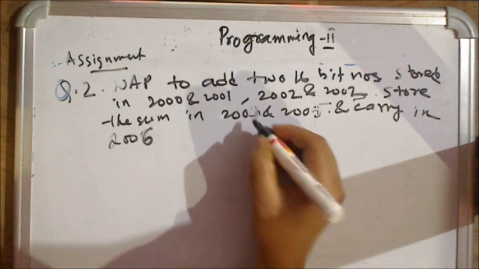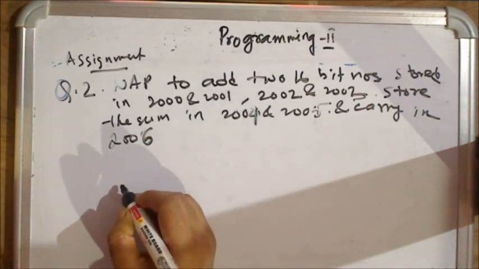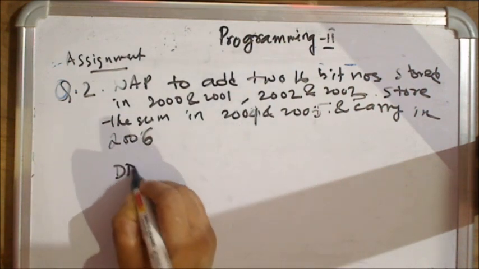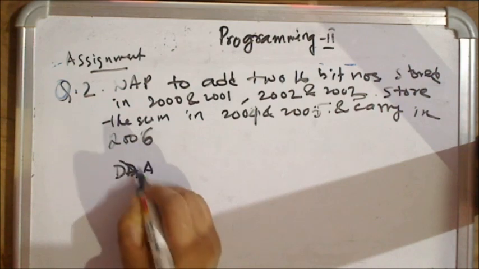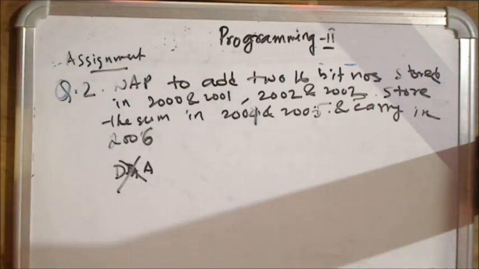I hope the program is clear. The same program, BCD numbers, only you don't have to use DAA. Don't use DAA, else the program is the same. The logic is the same. I have explained it to you, so you have to perform this one on your own. So do this as your assignment and show me the result in the simulator.